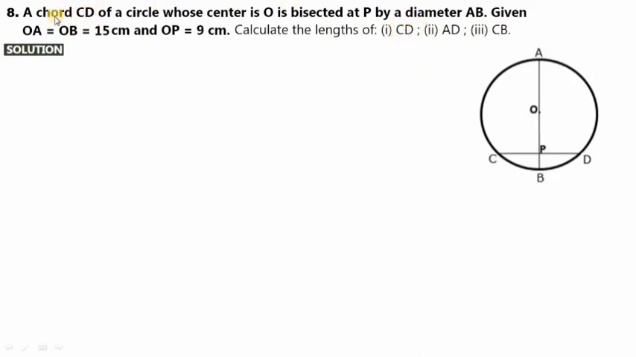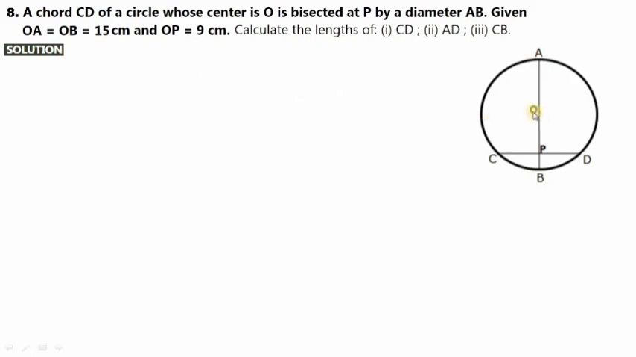Now, the question says, a chord CD of a circle whose center is O is bisected at point P. So a chord CD is bisected at point P by the perpendicular drawn from O. Okay, that's what the question says. Now, given is that the circle has diameter AB. So AB represents the diameter. Now, given OA equals OB, 15 centimeter.